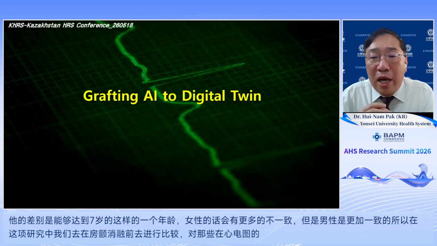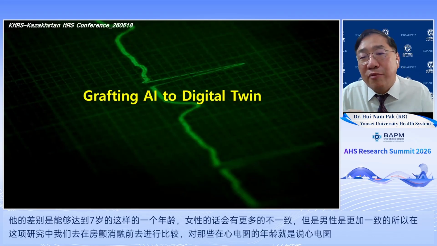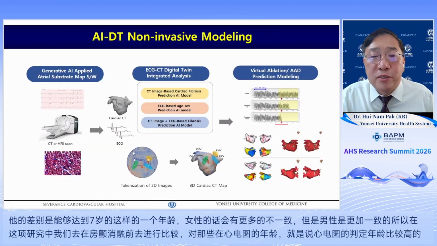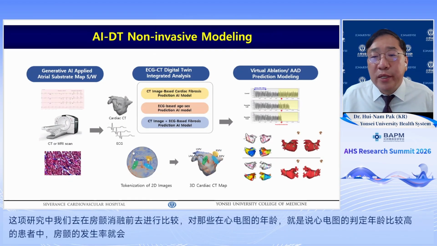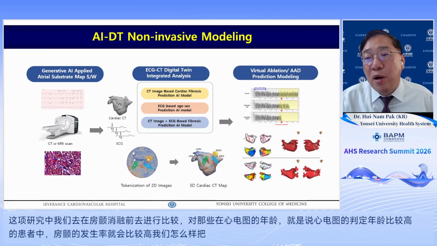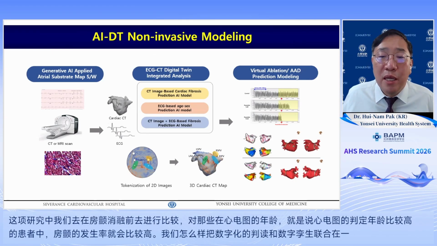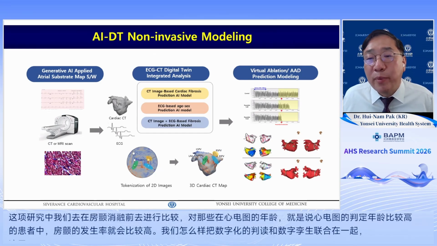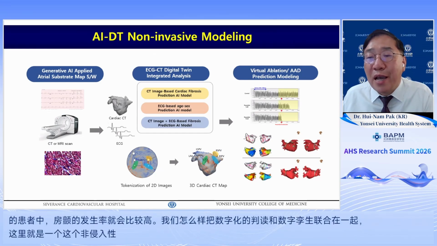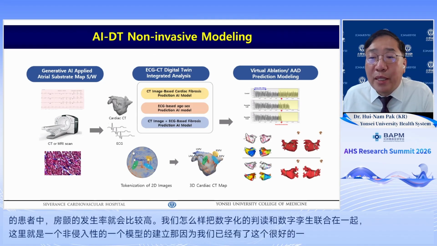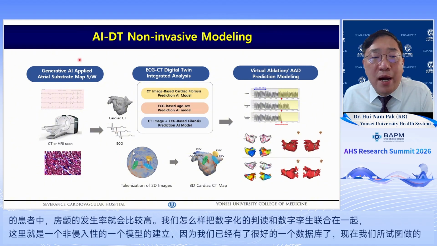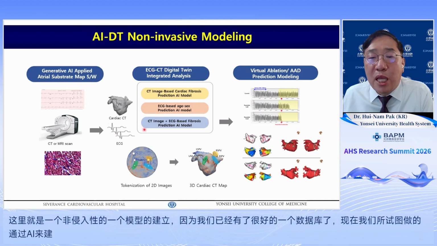So how can digital twins be integrated with artificial intelligence? The biggest weakness of the current QBR digital twin model is that it requires invasive high-density mapping data. Since we already have a robust database of over 1,000 high-density mappings based on digital twin, now we are training AI using data-consistent maps that can be utilized for AF ablation by only non-invasive data.